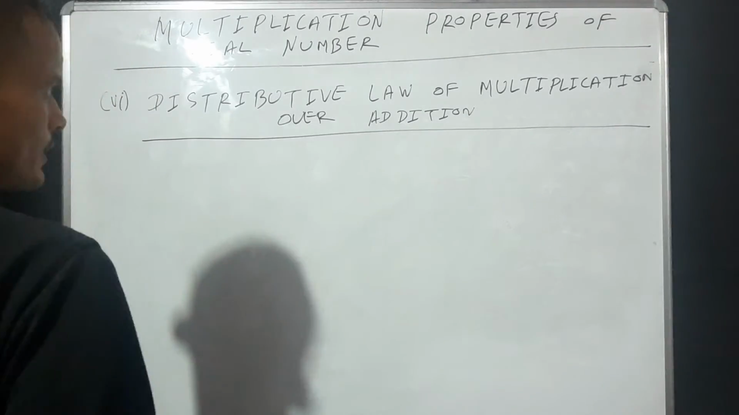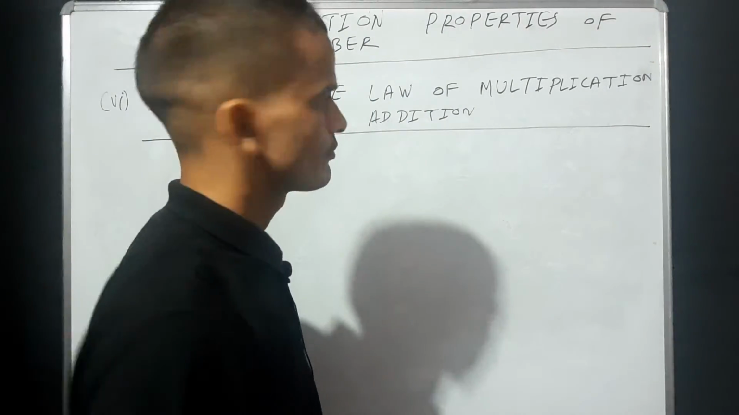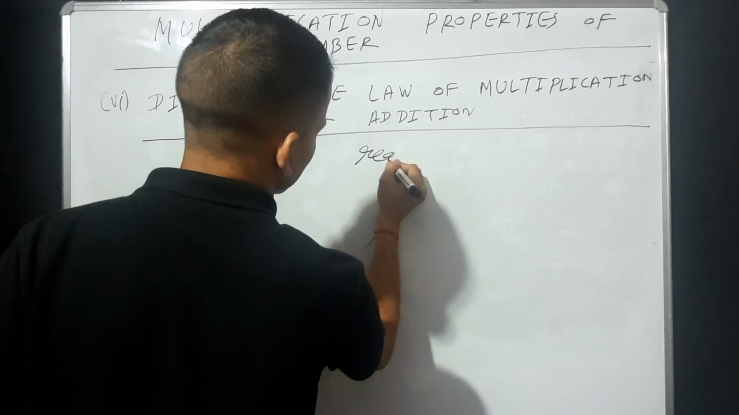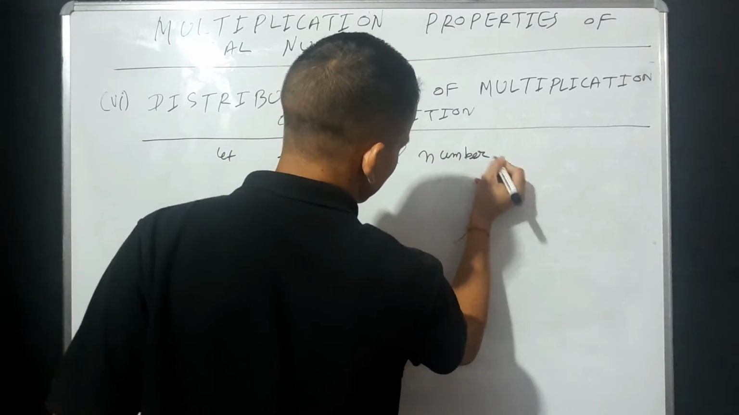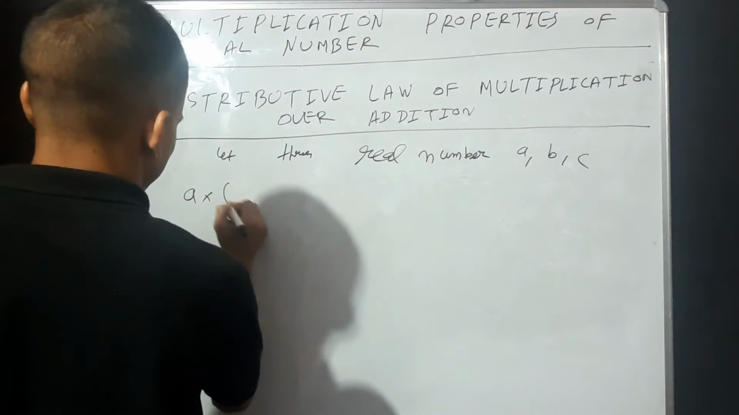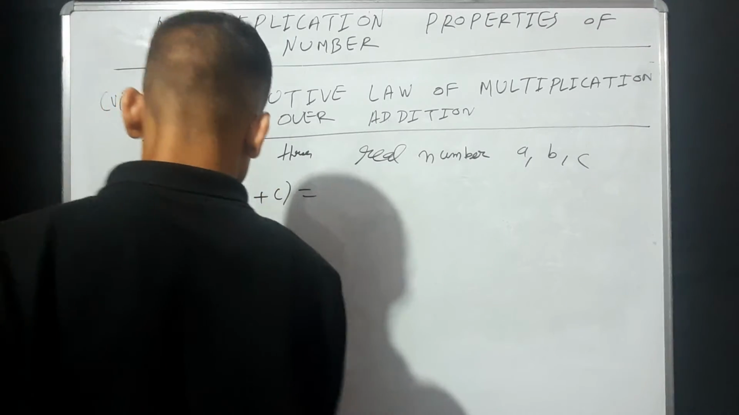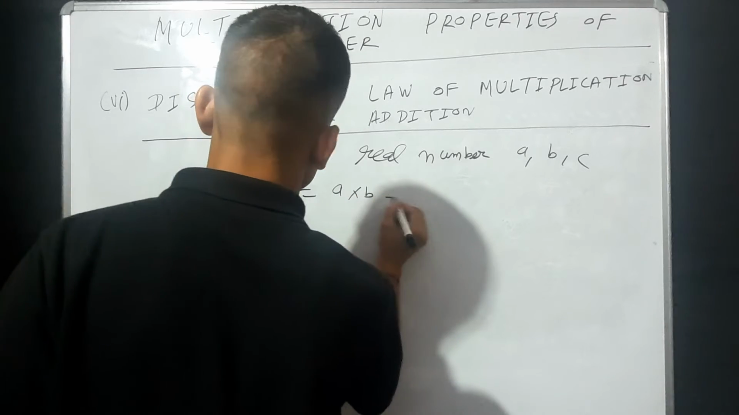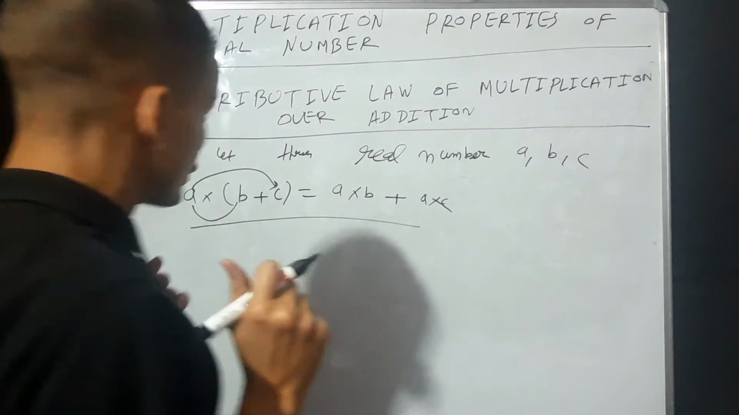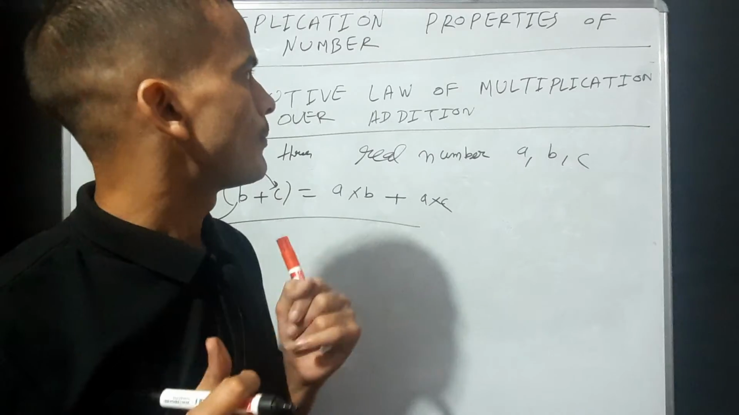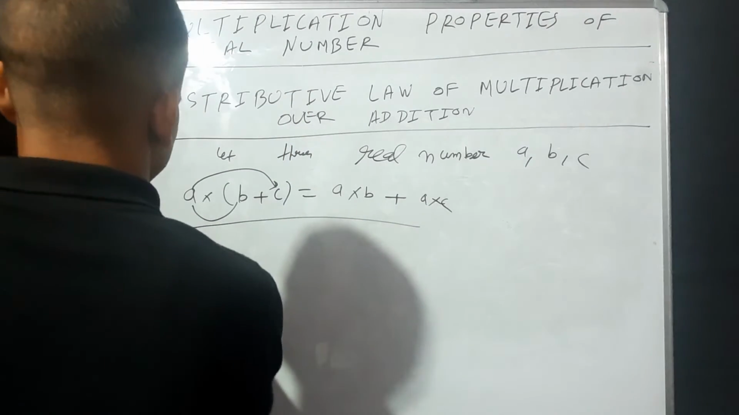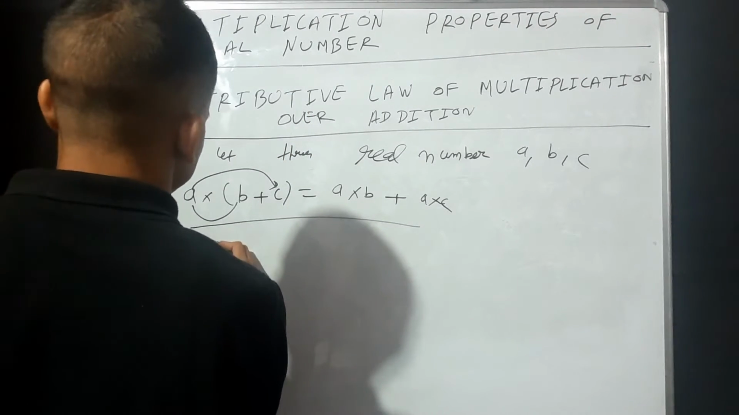So if you want to know what is the distributive law of multiplication over addition, we take three real numbers A, B, C. So A times (B plus C): we multiply A with B, and we also multiply A with C. So this is known as the distributive law of multiplication over addition. We also understand it with the help of an example.